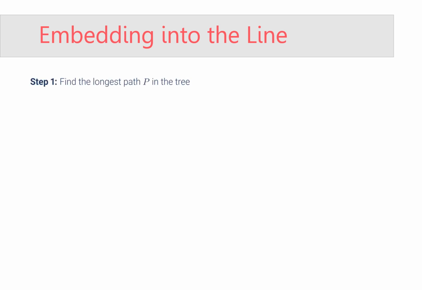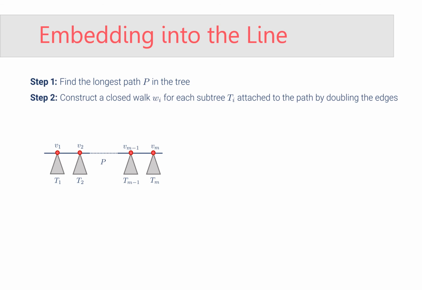So we take each tree in the forest we have. In each of the trees, we find a longest path inside it. So here is the path P, and these triangles represent the subtrees hanging from the path, attached to it. Now we would like to embed each of the subtrees into a line individually and then merge the embeddings together. How do we do that?